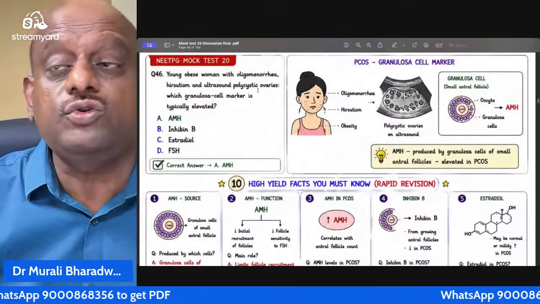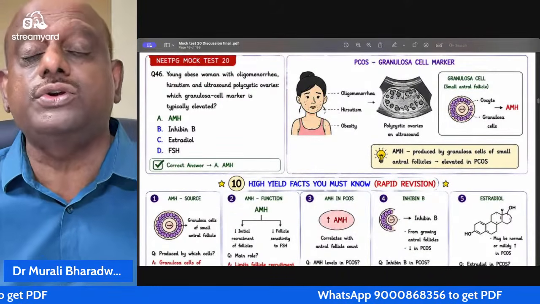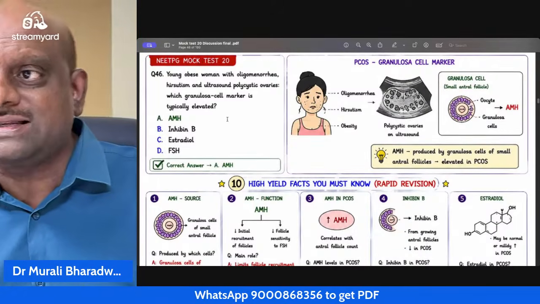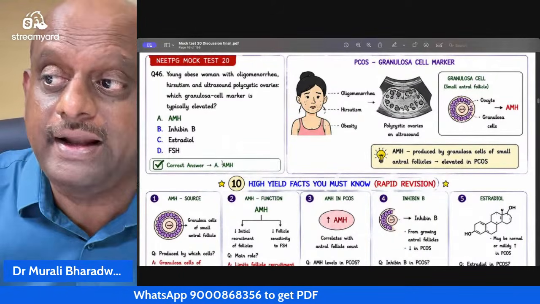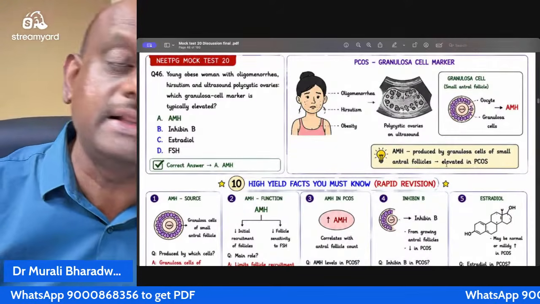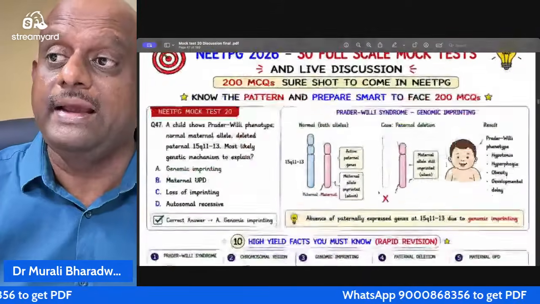A young obese woman with oligomenorrhea with hirsutism with the ultrasound showing polycystic ovaries with granulosa cell marker elevated. It is the anti-Mullerian hormone produced by the granulosa cells of the antral follicles, which is typically increased.